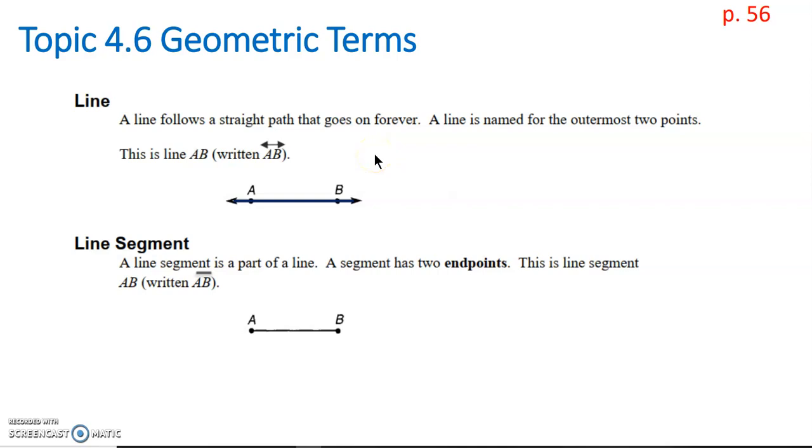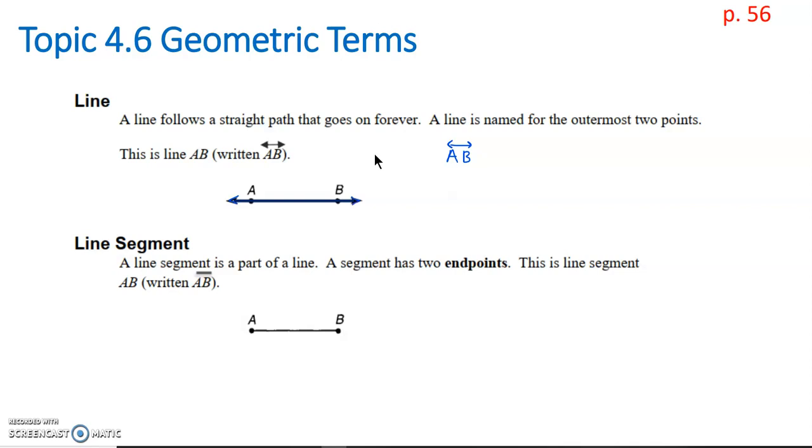Hello, in this video topic 4.6 we're going to take a look at some geometric terms, starting with line. A line follows a straight path, it goes on forever, and we name a line, in this case it's AB. We show the line by showing the arrows on either end, because this line AB goes on forever in both directions.